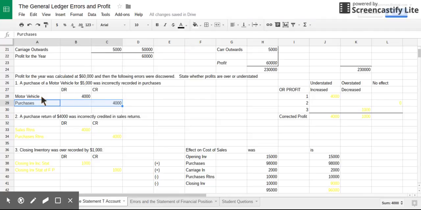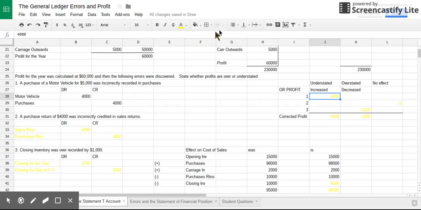Statement of financial position, no impact whatsoever on the profit that this business has made. However, the purchases have been reduced. Now, if we're reducing our purchases, we are going to increase our profit. Or, looking at it another way, and you can see exam questions done both ways, our current profit, which in this case is 60,000, will have been understated by $4,000.